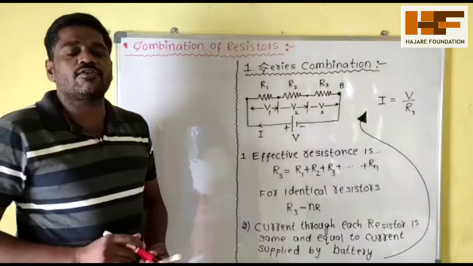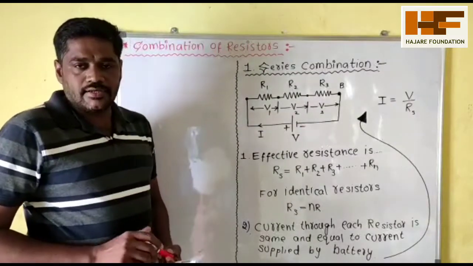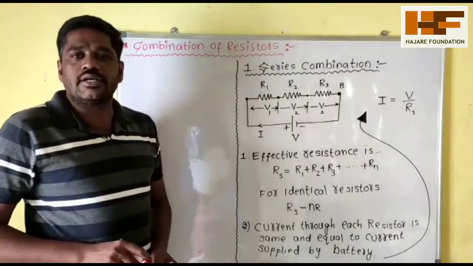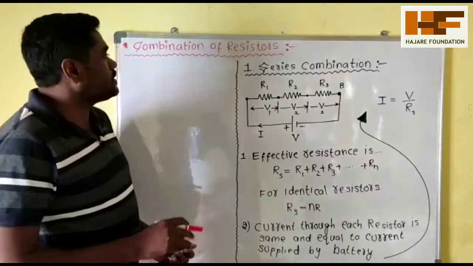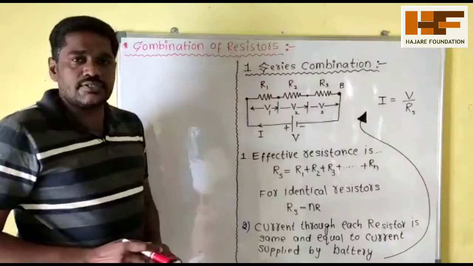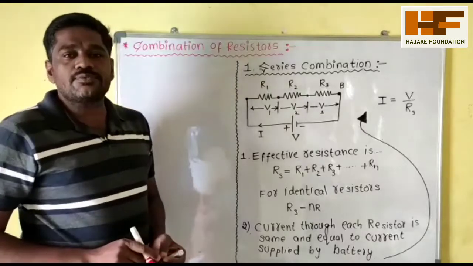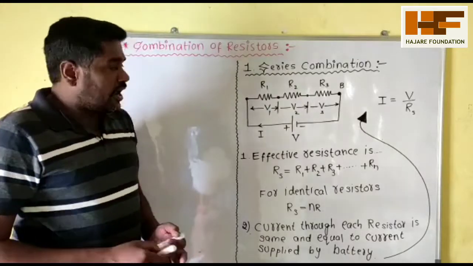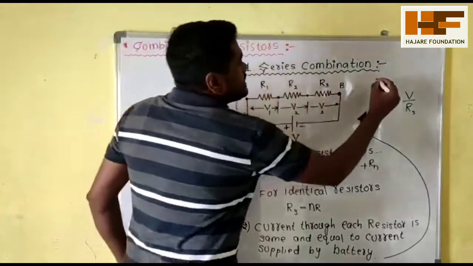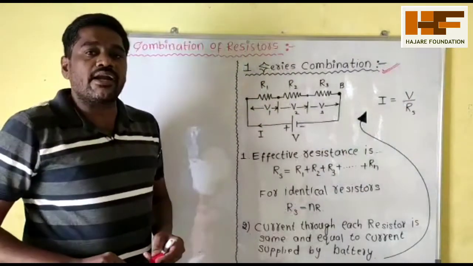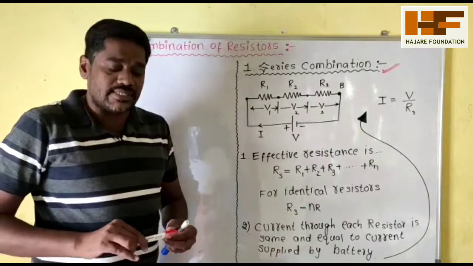Students, last time we started current electricity in live online classes. Yesterday I also started this concept, the combination of resistors, also called grouping of resistors. There are two types of combinations. The first one is the series combination, and the second one is the parallel combination.